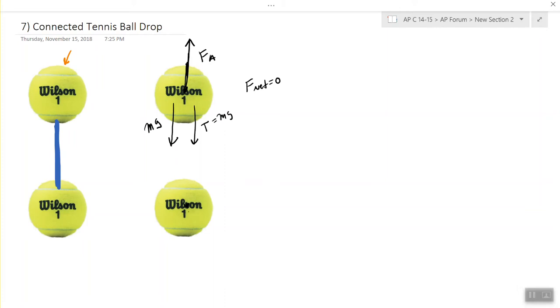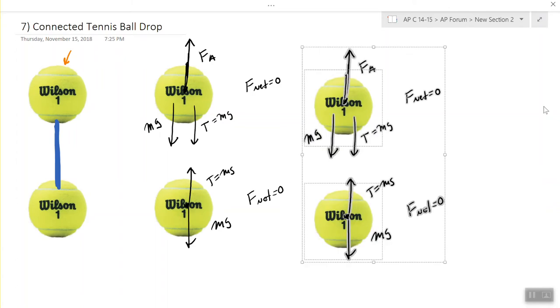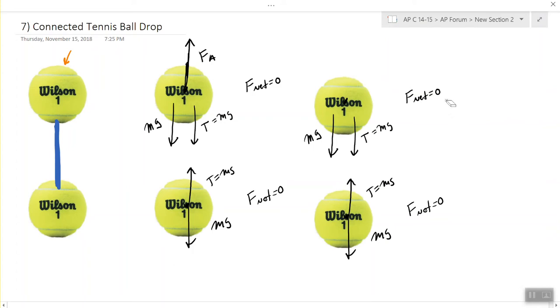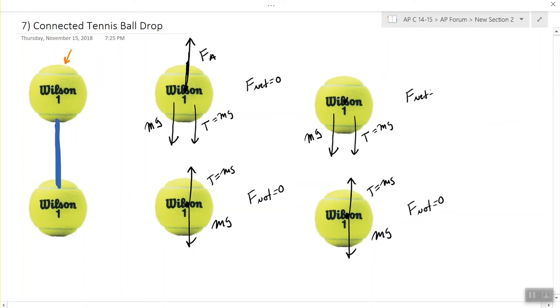Now at this tennis ball, you've got 1 mg going down, you've got 1 tension which is equal to mg. That also is an F net that's equal to 0. So what happens when you take your hand away? Well, it's almost the same, but now the applied force goes away. The net force on the top ball is now equal to 2 mg because of the tension. It doesn't go away instantaneously. There's a little bit of a delay because of the inertia of the ball. And the bottom ball has a net force now that is still 0.